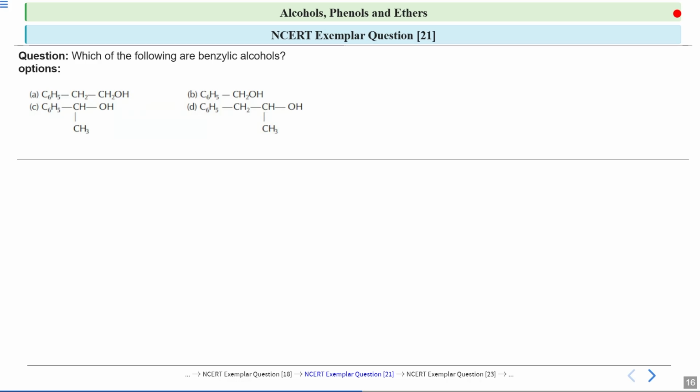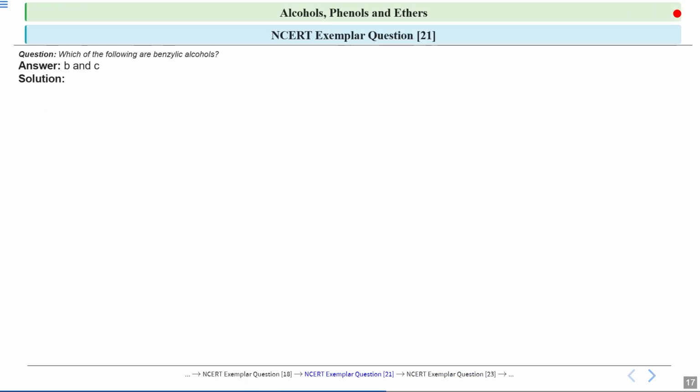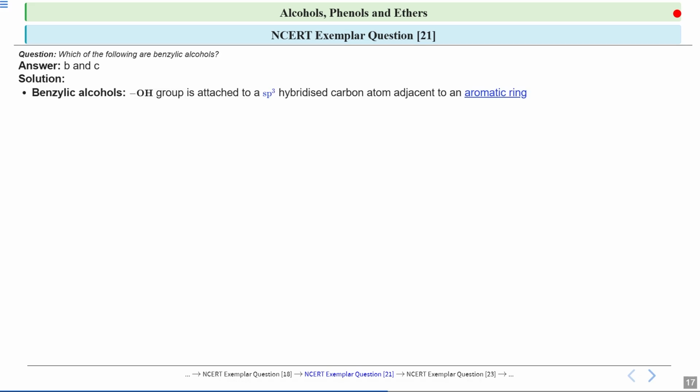Okay students, let's see the solution now. The correct option for this question is B and C. So your B and C are benzylic alcohols. Now let us check the solution. First of all, we need to define what benzylic alcohols are. A benzylic alcohol has an OH group that is attached to an sp3 hybridized carbon that is adjacent to an aromatic ring. So what is the main focus here?